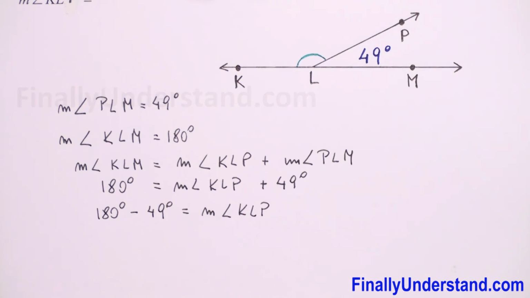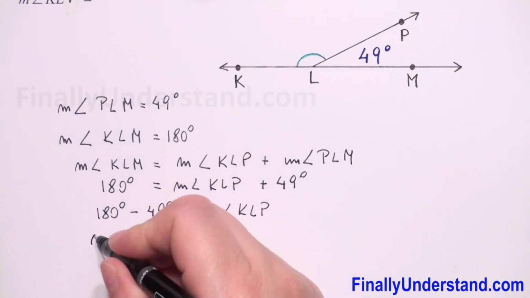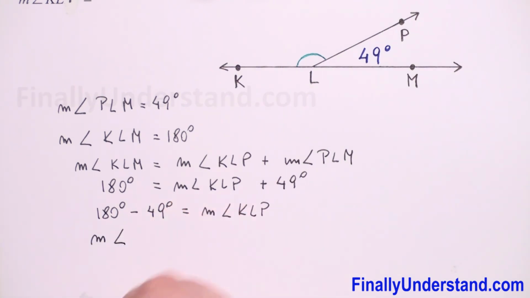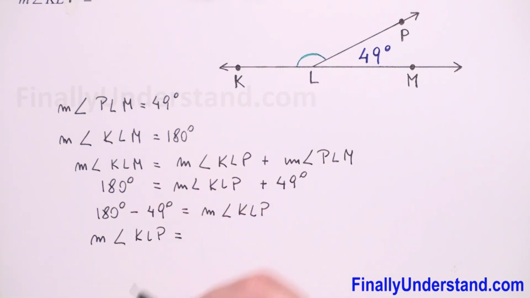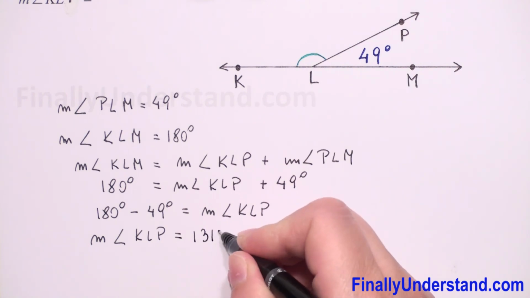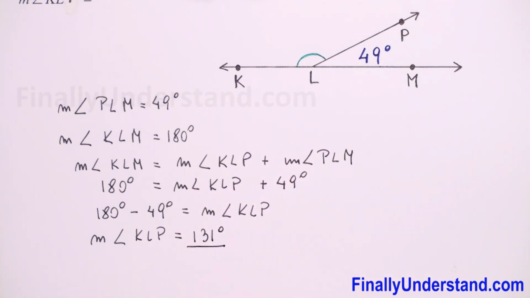This is equal to angle KLP. So we can write that measure of angle KLP is equal to 131 degrees. This is my solution.